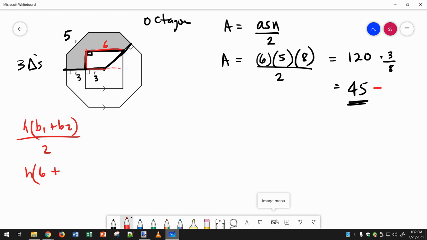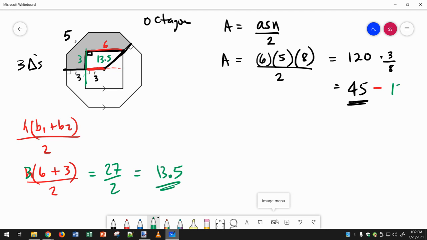And then B2 is going to be this part. So that's 3 divided by 2. And the height is going to be this distance, which is half of that one. So it's 3. Okay, so then we plug these in. Do the parentheses first. 6 plus 3 is 9 times 3 is 27 over 2. That's 13.5. So we're going to subtract 13.5 from 45, and we get 31.5 for that shading. I think that's, to me, the easiest and quickest way.